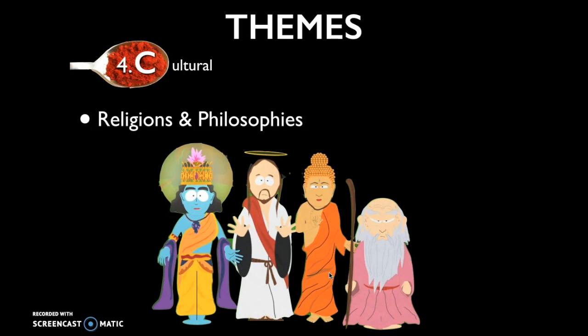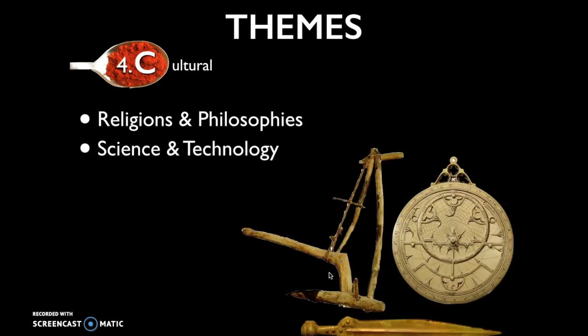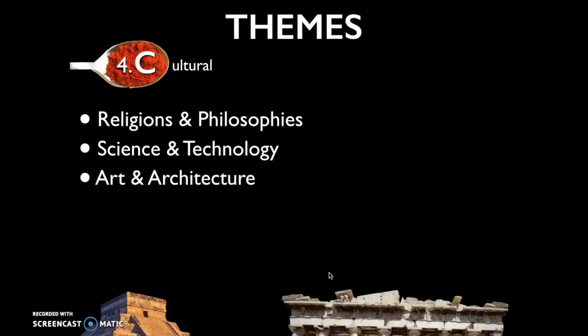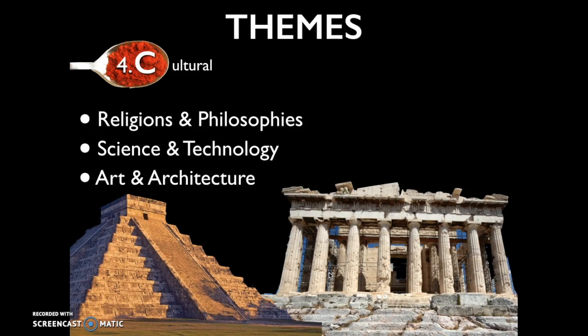When we talk about cultural themes, we're really focusing on religion and philosophies, so these various religious and philosophical traditions. We'll discuss how these traditions originated, how they spread, what the major beliefs are, and how these traditions in many places mixed over time. We'll focus on science and technology, so the development of various technological innovations and how those innovations impacted humans' ability to overcome various geographic obstacles within their world. We're also talking about the development of art and architecture.